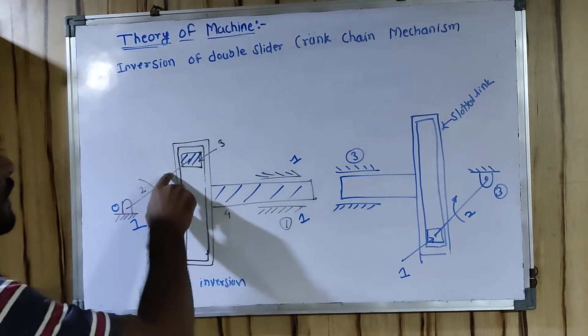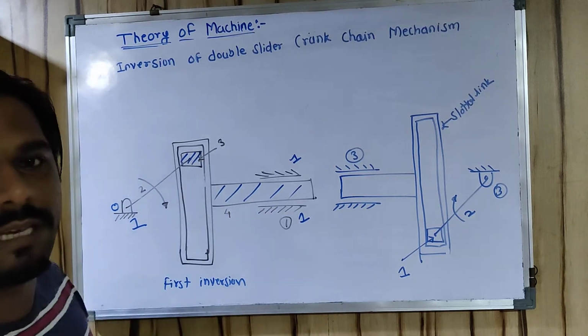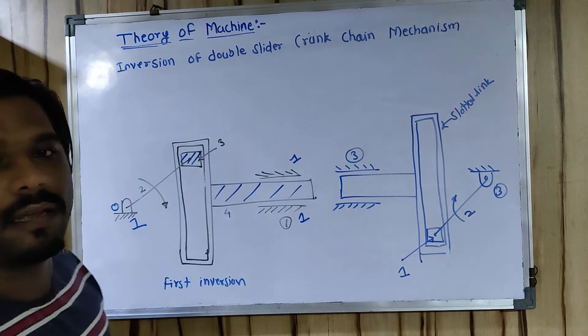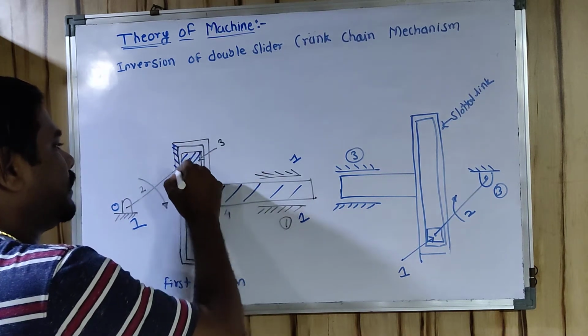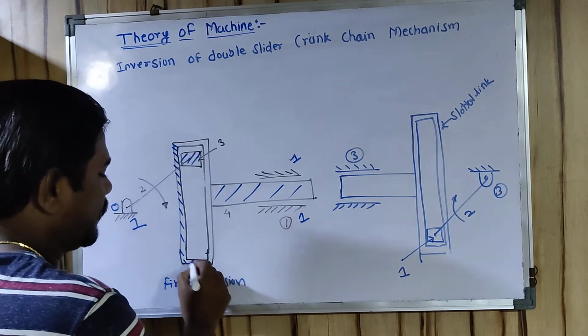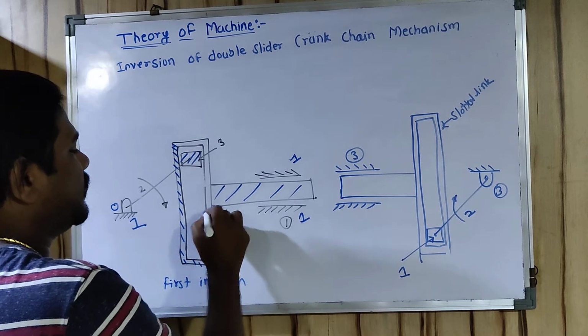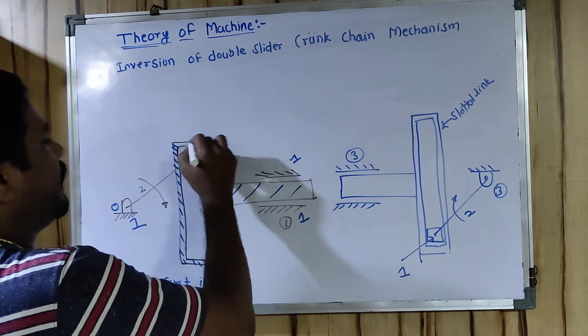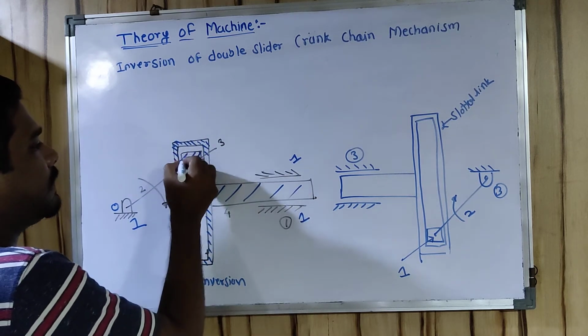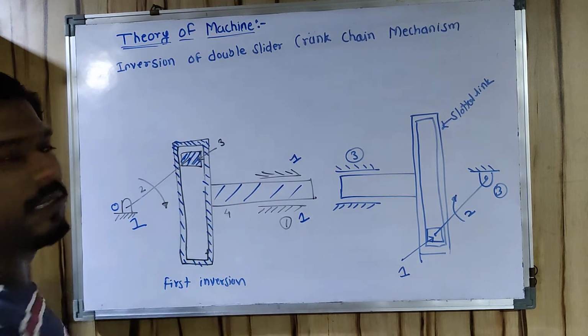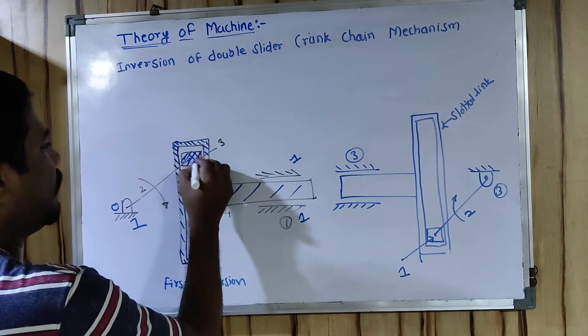Link number 2, the driving crank, is connected to link number 3, which is moving inside the slotted link. This is my slotted link. So inside that is my slider, which I denoted by the opposite hash line that I used in the slotted link. Or I can say the slider will look like this.